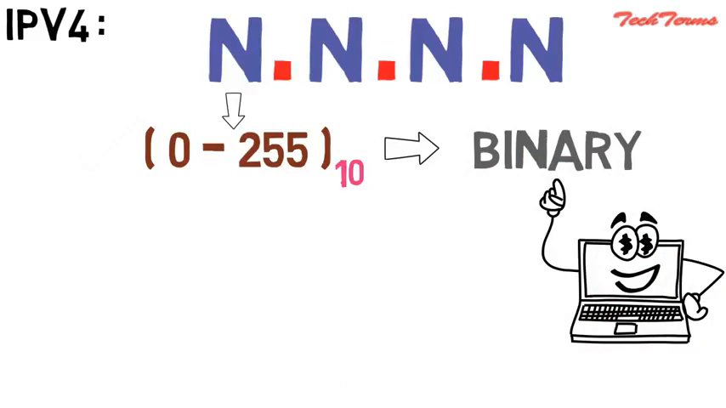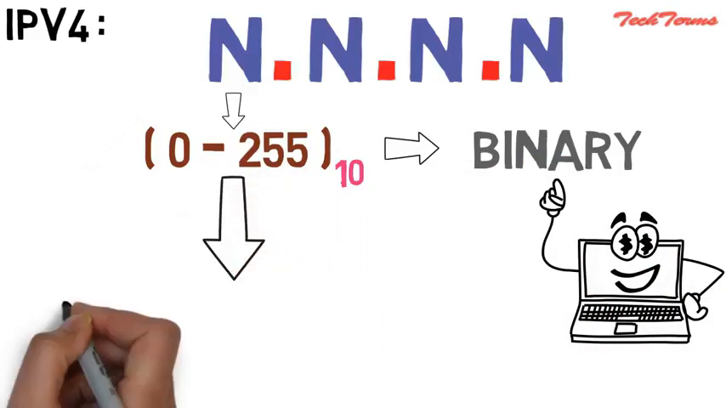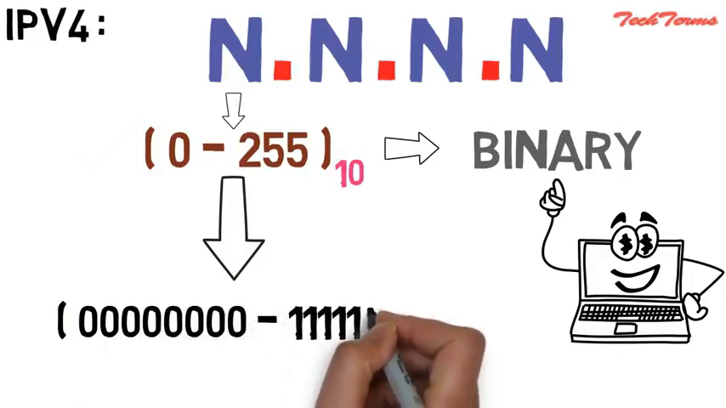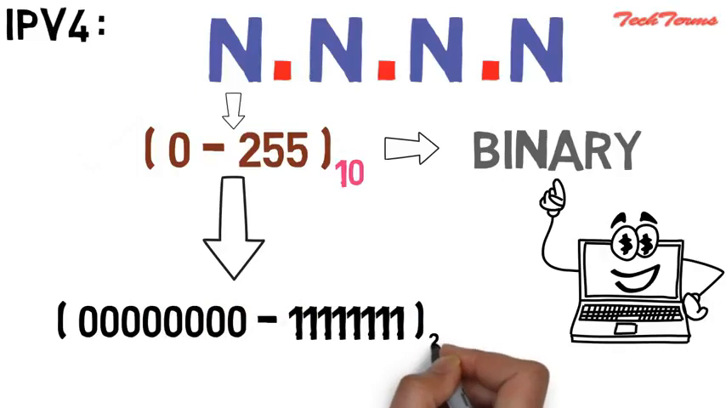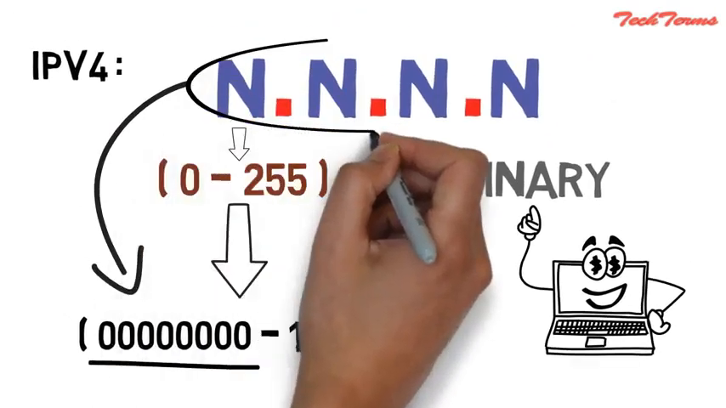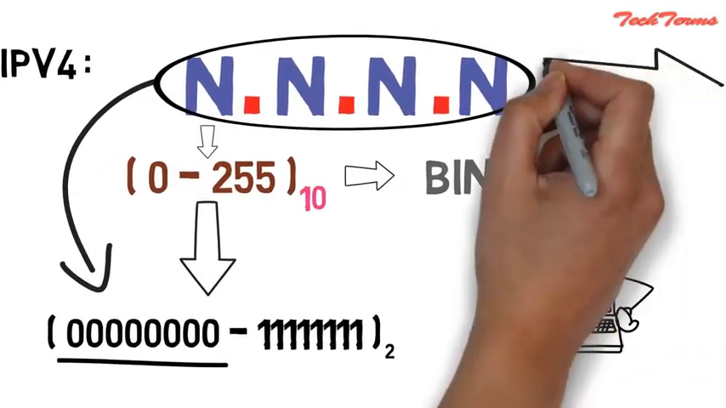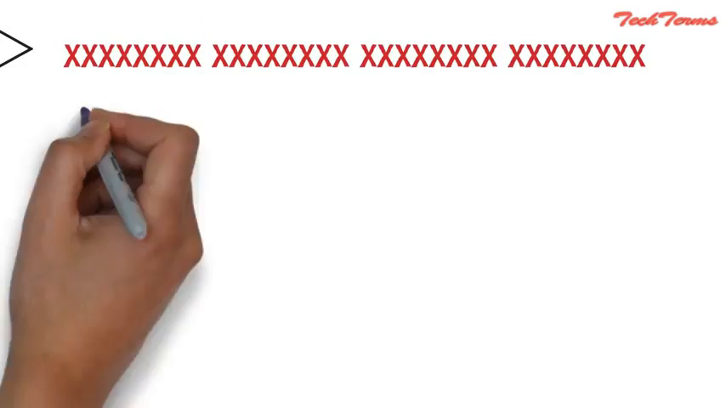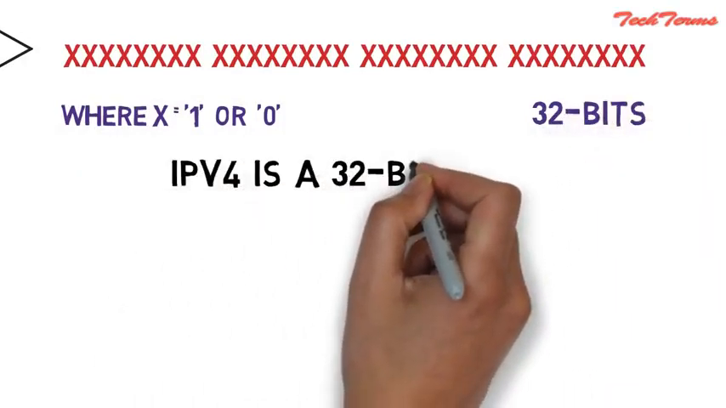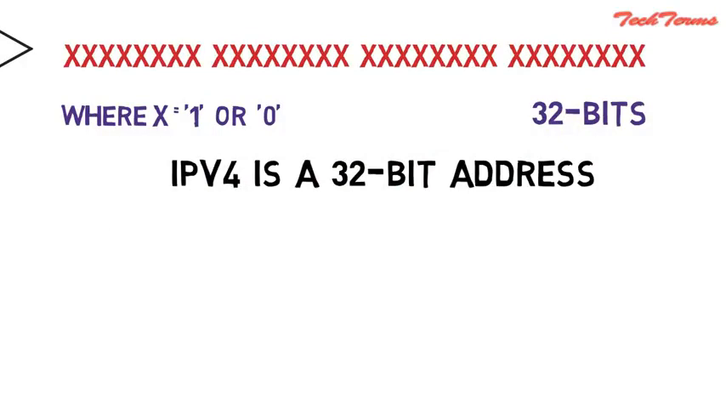Therefore, in binary, this range can be written as 00000000 to 11111111. Since each number is represented by a group of 8 binary digits, the whole IPv4 address is represented by a sequence of 32 ones and zeros, or simply a sequence of 32 bits. So IPv4 is a 32-bit address.